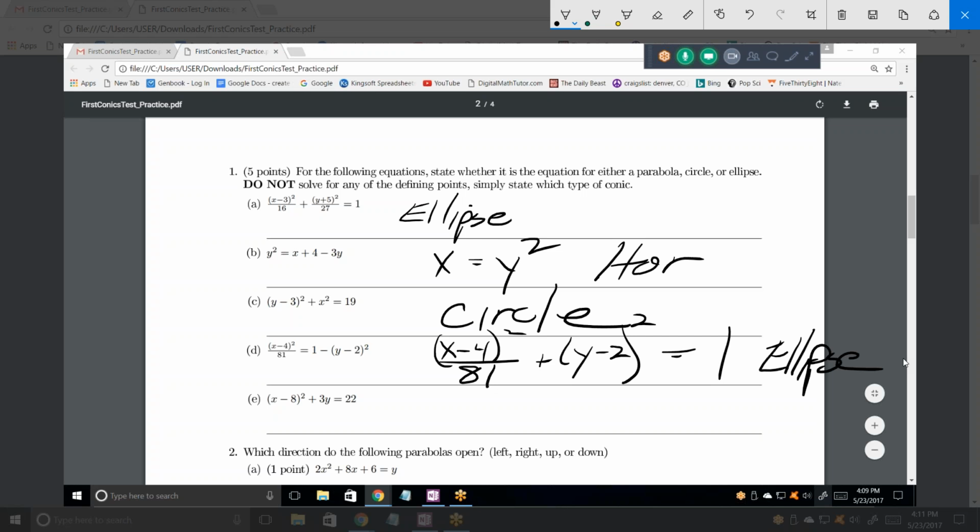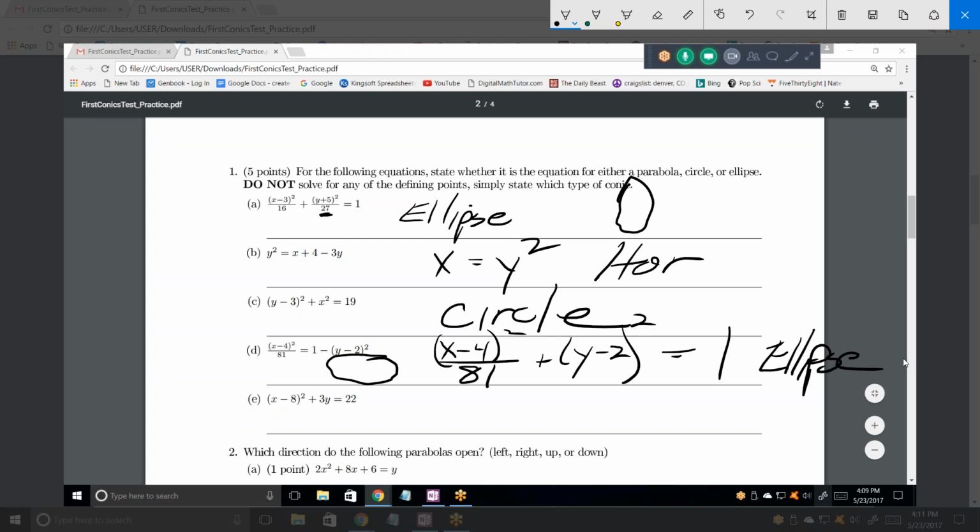Now, do they ask you about whether they're horizontal or vertical ellipses? Because what matters is the denominator. If the y term has the bigger denominator, it's a vertical ellipse. If the x term has the bigger denominator, it's a horizontal ellipse. Okay? And finally, E.